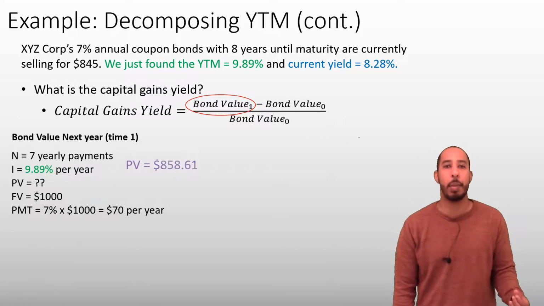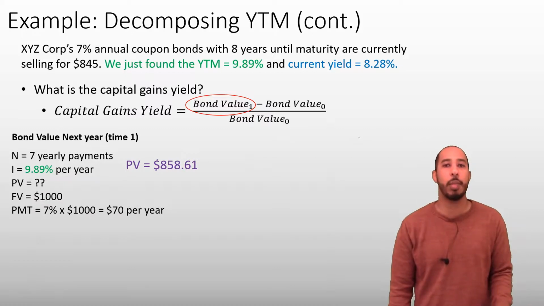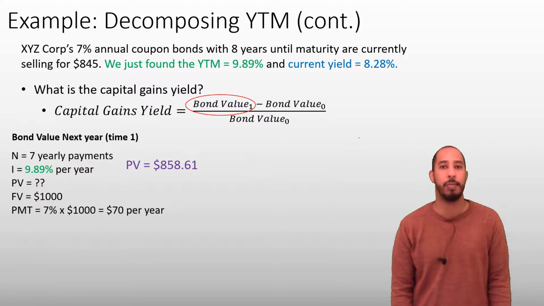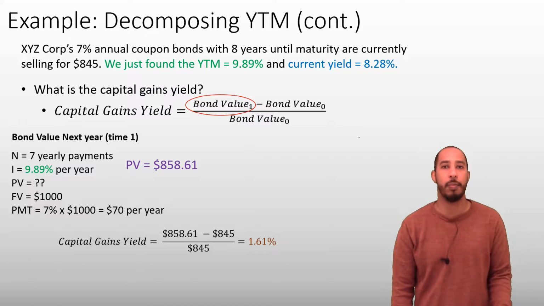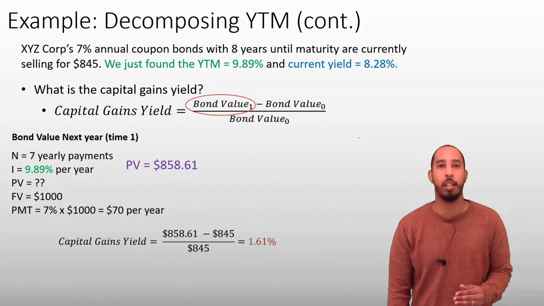And then we find the estimated value next year will increase to $858. Note that this is consistent with what we learned about the relationship between bond values in time. As we move closer to the maturity date, the bond's value will converge towards the face value. Now that we have an estimated value for the bond next year, we can compute the formula. We'll take the value next year minus the current value and divide that by the current value. And we get 1.61%. That's going to be our capital gains yield. We expect the price of this bond to increase by 1.61% over the next year.